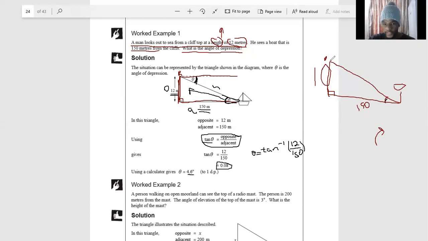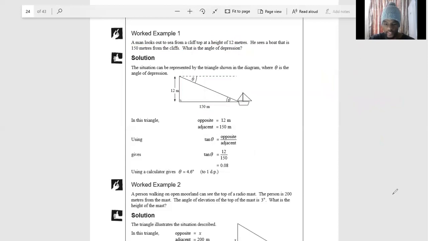Meaning that, in simplest words, if the eyes of the guy are here, he had to move his eyes from here and look there, and then meaning that he only twisted his eyes about 4.6 degrees downwards to see that board, right? So it's as simple as that. Simple, simple, simple, guys. Simple concept.